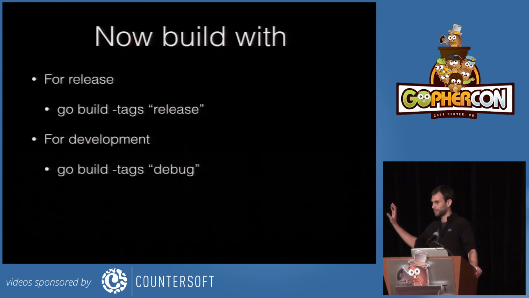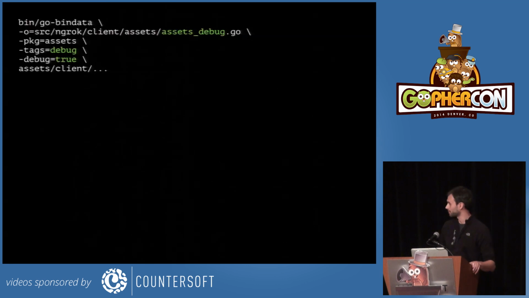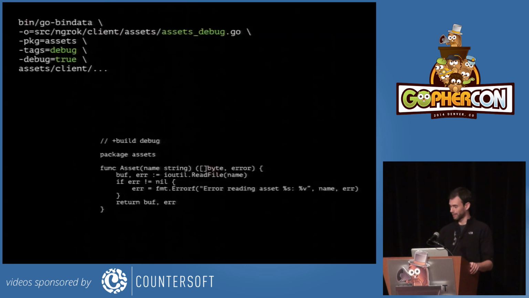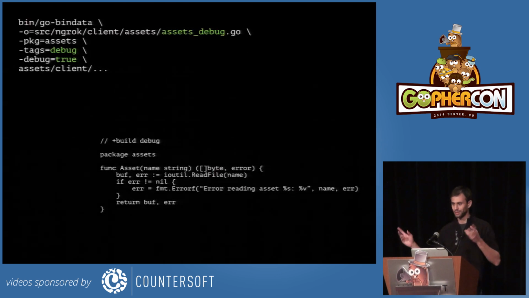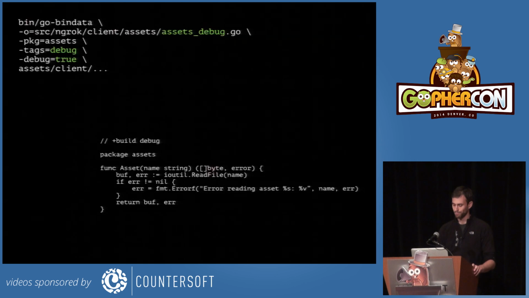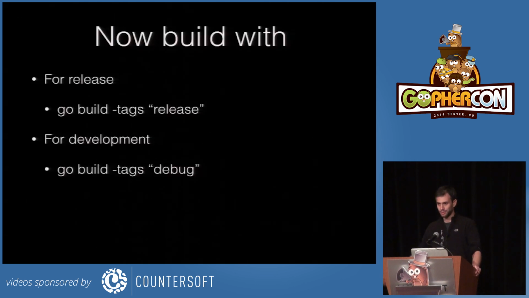And the way you do this, if any of you haven't used Go build tags before, those things that I was showing you, the build debug tag means only build this file if you get the debug tag in the Go build command. So if you say tags debug, it will actually build that particular file and include it and ignore the one that has the release tag, and vice versa.